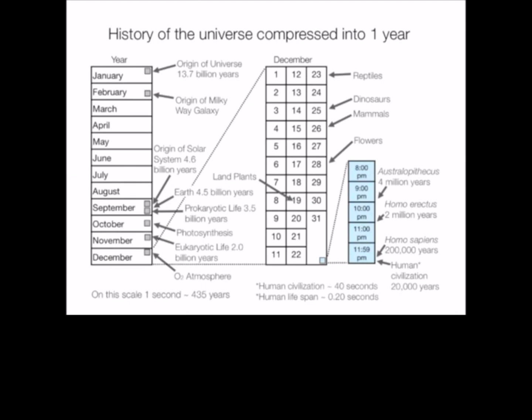How did we get to where we are today on planet Earth? And this figure here really shows how we went from the Big Bang to where we are today. And this is the history of the universe if we compressed it into 1 year. The universe itself is about 13.7 billion years old. And for me, that's a little hard to get a grasp on.